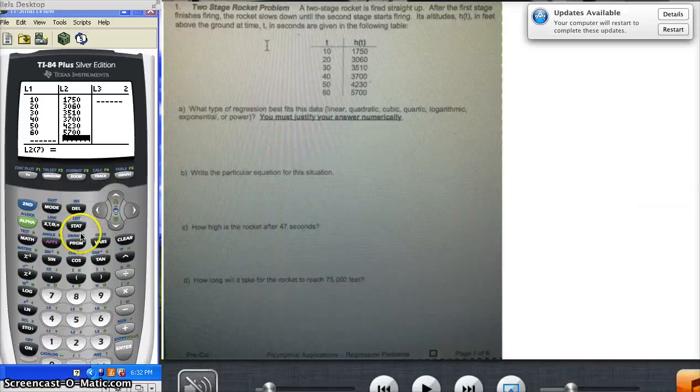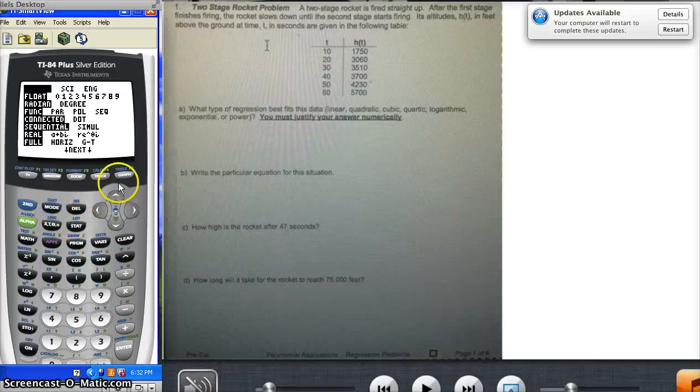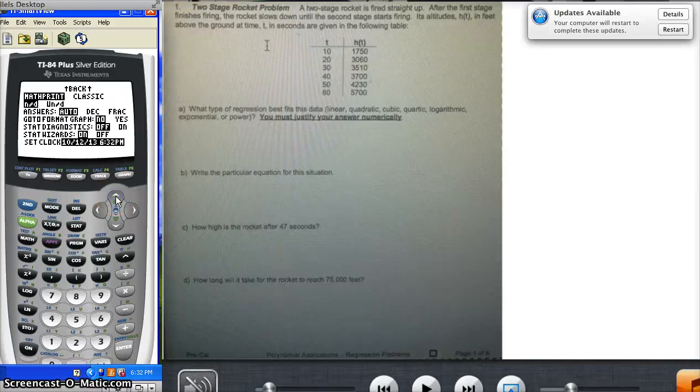So in order to do that, on a new calculator, 84 with an updated operating system, you simply go to Mode, then you hit the up arrow, and then you see here where it says Stat Diagnostics, you want to go ahead and arrow over to the right and hit enter to turn it on. So that's the way you do it on a TI-84 with an updated operating system.